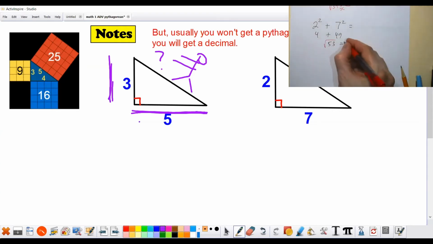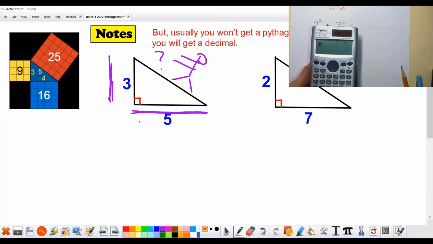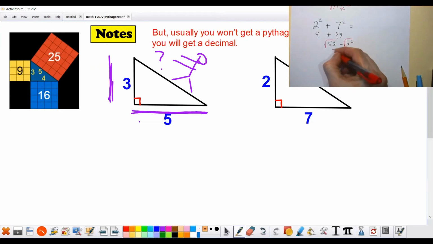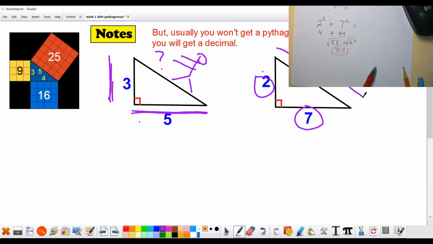Oh yeah, I got a square root. And the square root of 53, sometimes people leave it. Other times we go like this, square root of 53, and I hit my decimal, and it says 7.3, which sounds reasonable because it's the longest side. So looking at my drawing here, if this is 7 and this is 2, this has to be the longest side. So I know it's got to be more than 7.